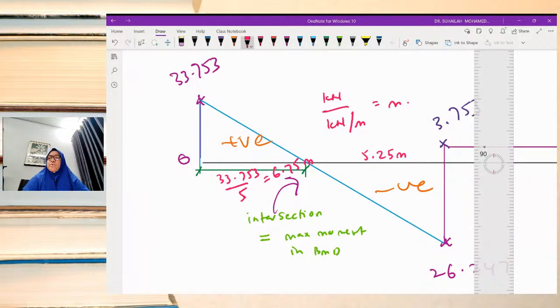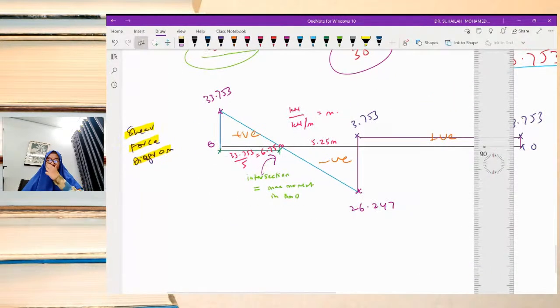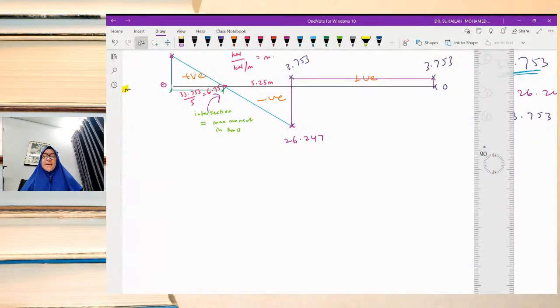Okay, 5.25. Because we have to determine this, we need the area of this triangular in determining the moment. Okay, now we want to draw the bending moment diagram.